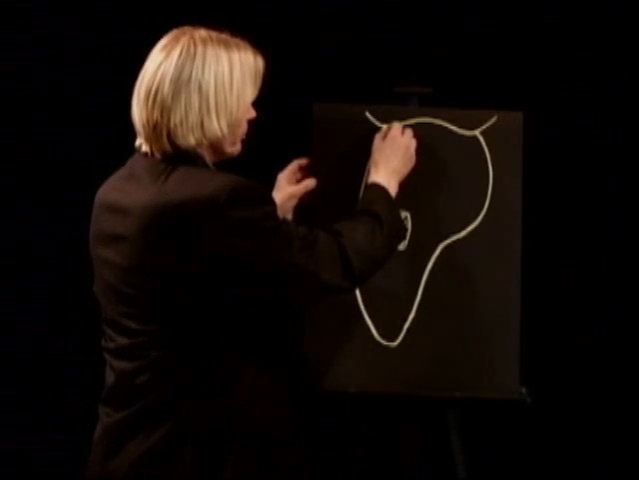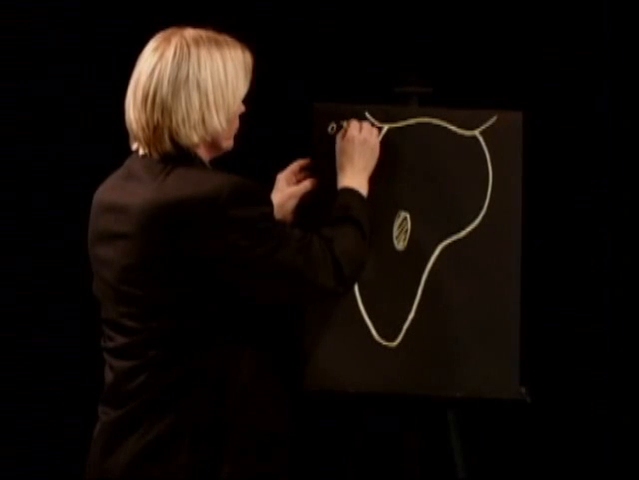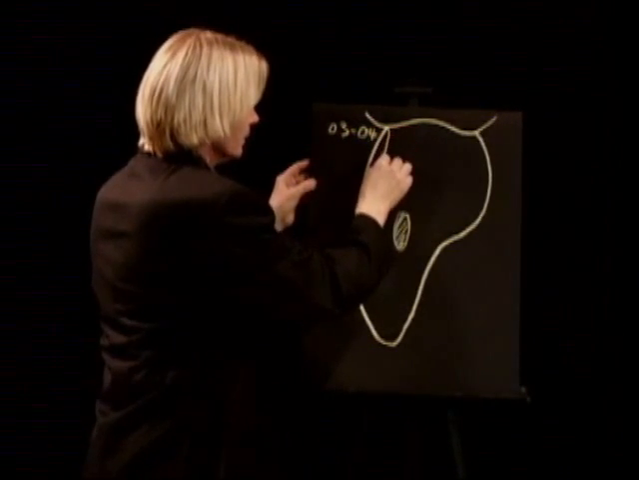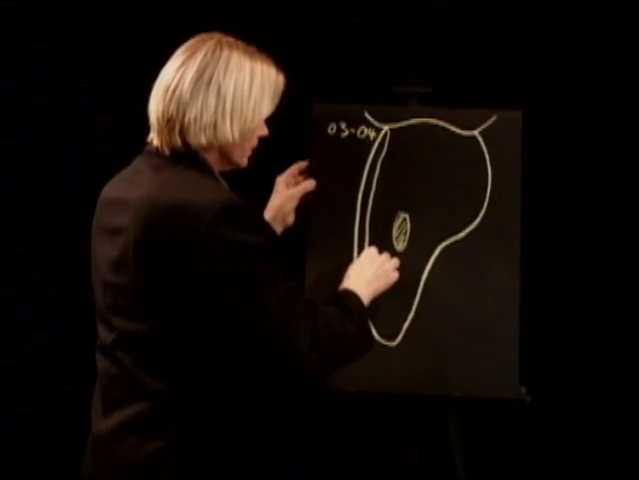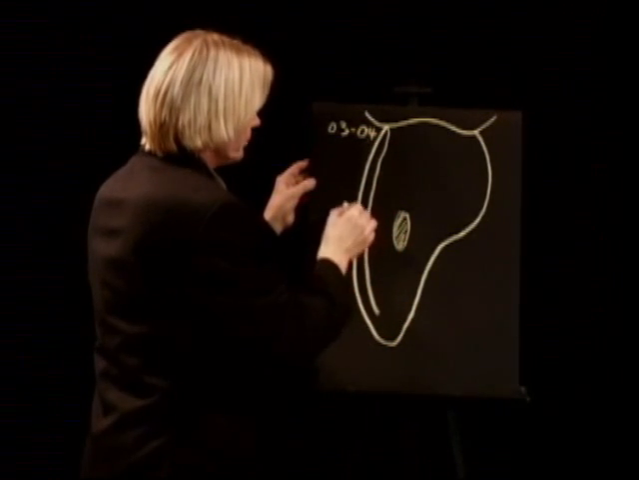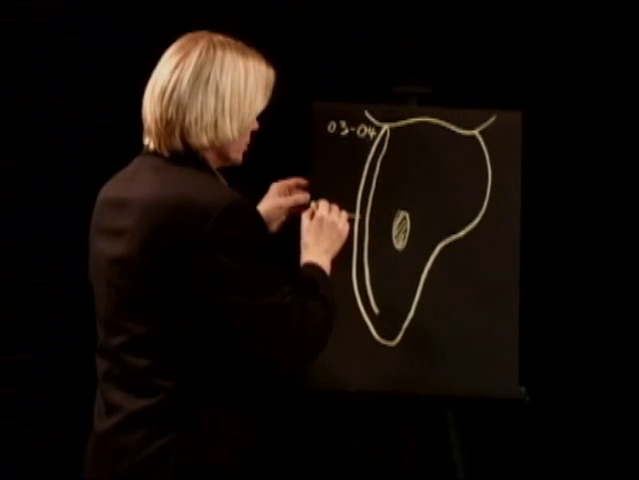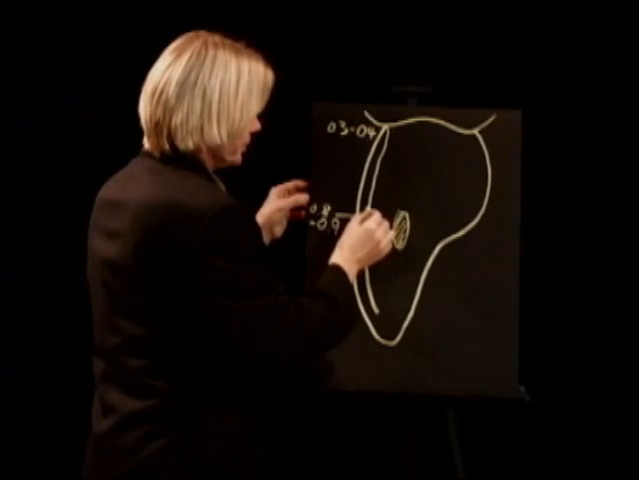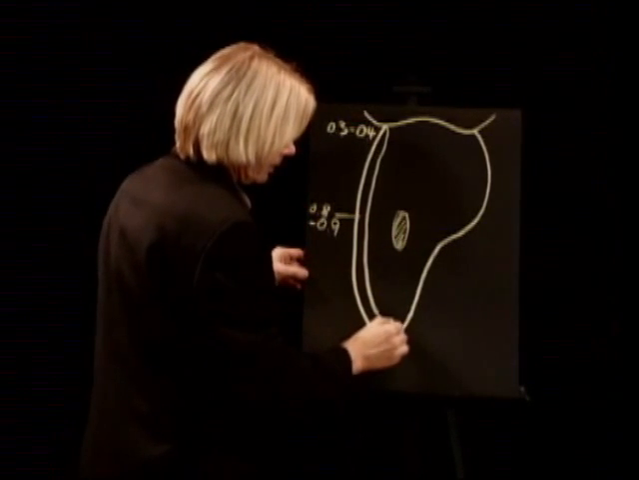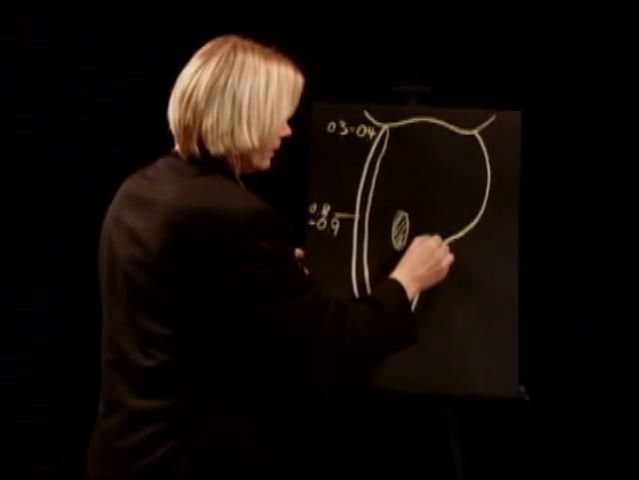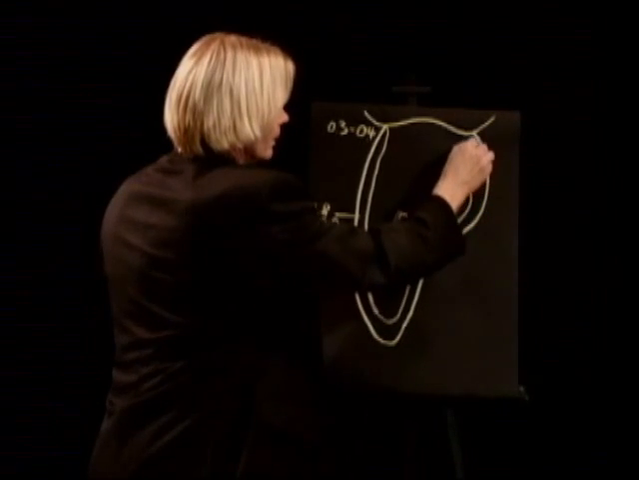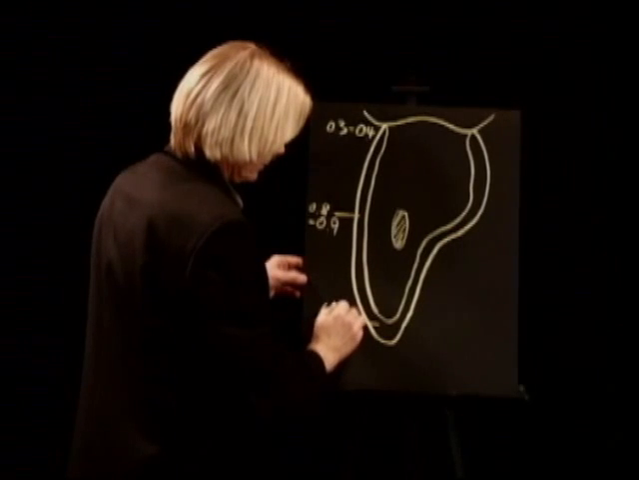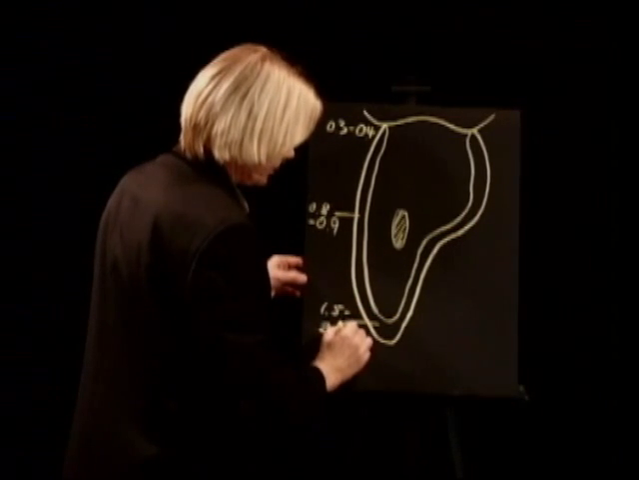Usually you have a thickness of about 0.3 to 0.5 millimeter up here, so you go like this. And then you usually have a thickness of about 0.8 to 0.9 millimeter in this area. And usually you have about 1.5 to 2 millimeters in this area.